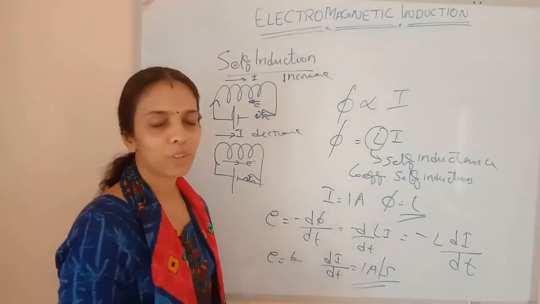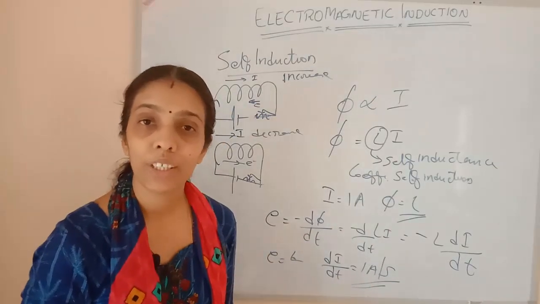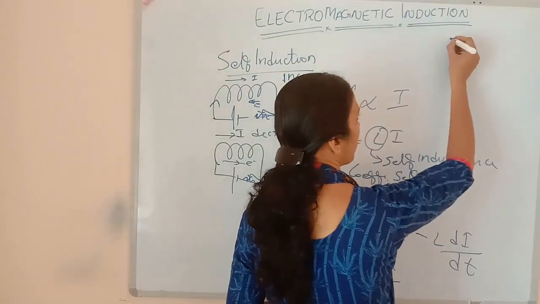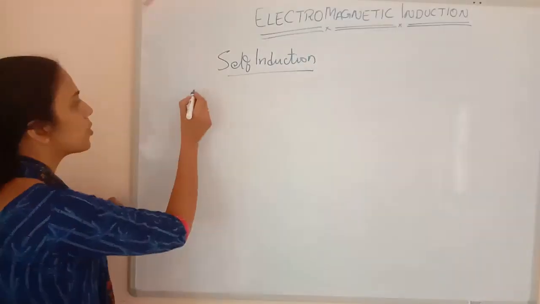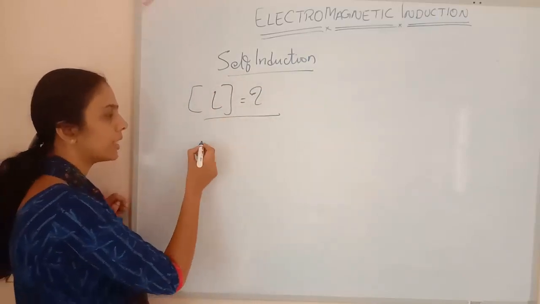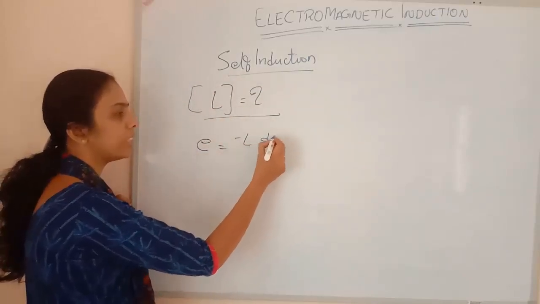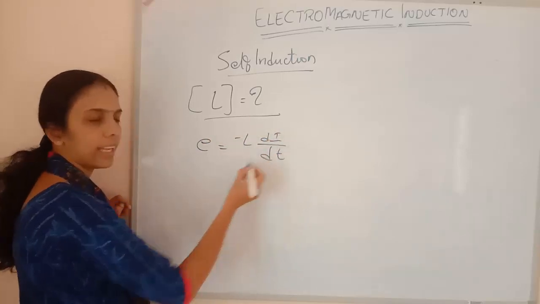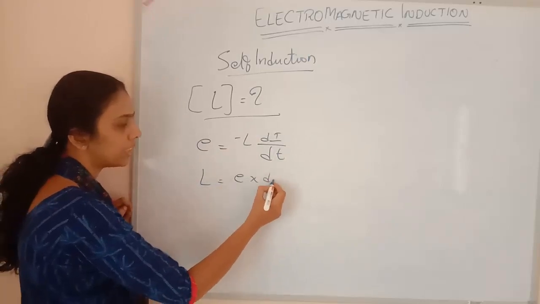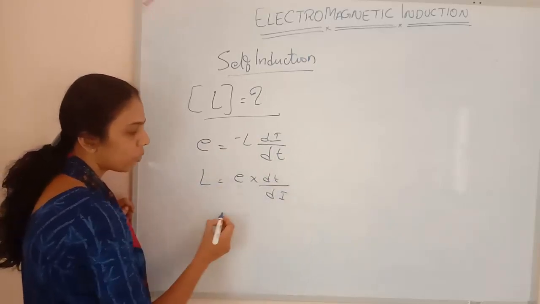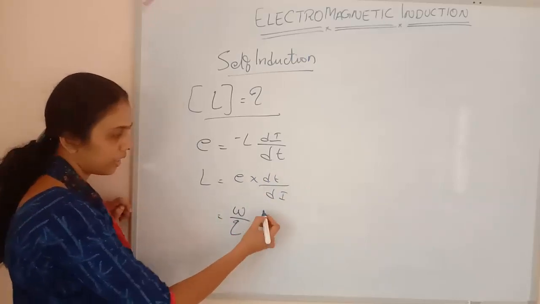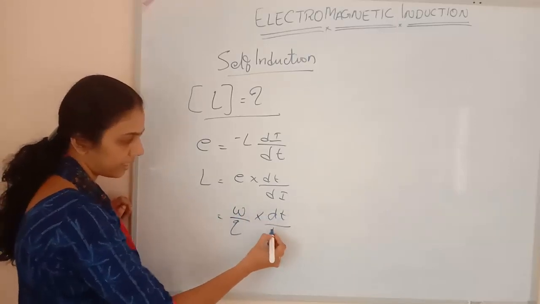Next we are going to find out the dimension of self-inductance, L. How can we find it? We got EMF is equal to minus L into di by dt. So L is E into dt by di. What is E? EMF is work done per unit charge, into dt by di.